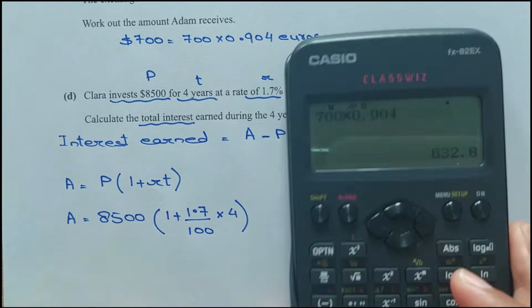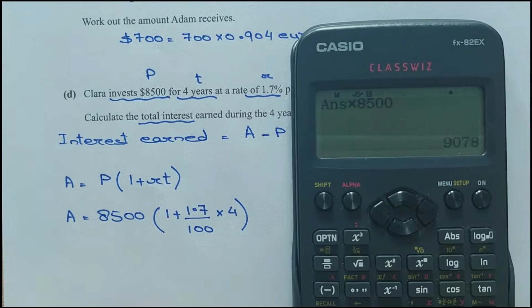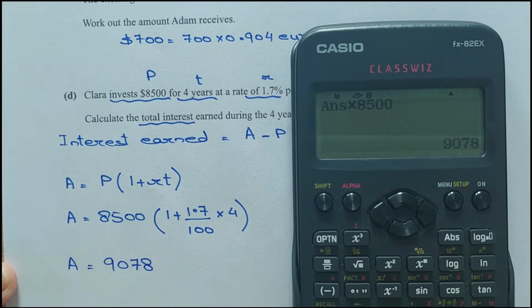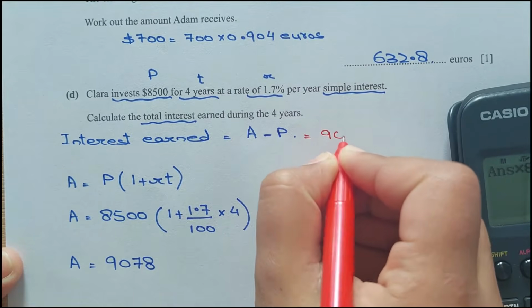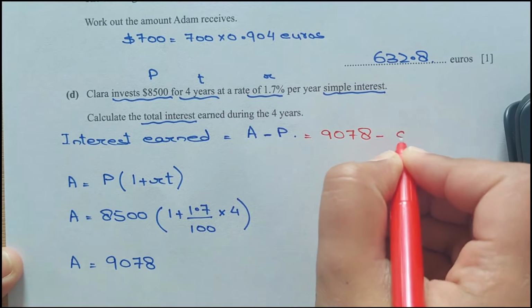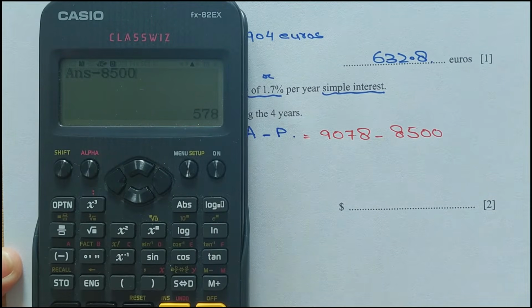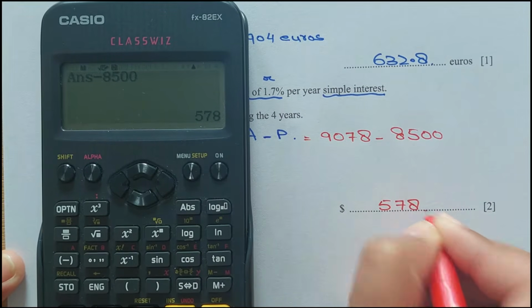Let me find out the amount first. Okay, so 1.7 divided by 100 times 4, add 1, and times 8,500. The amount is 9,078. Now let me find the interest earned by subtracting the principal from the amount. The amount is $9,078. Subtract the principal, the investment, $8,500. So the answer is $578 is the interest earned, right?